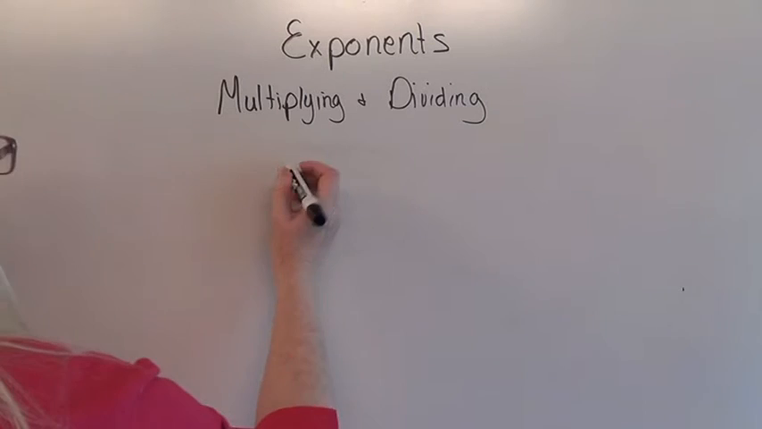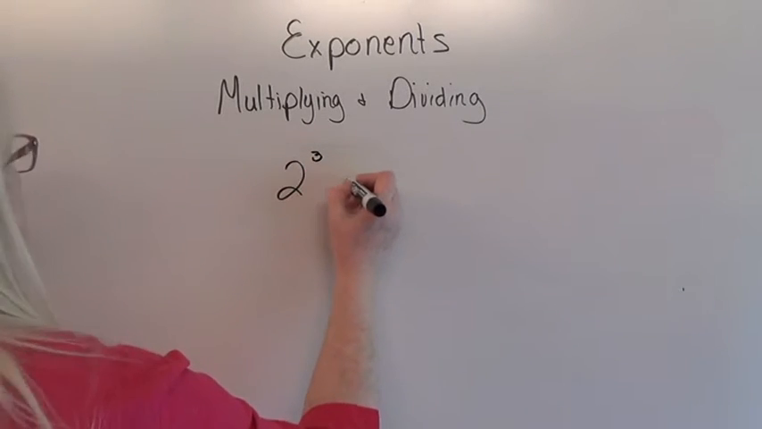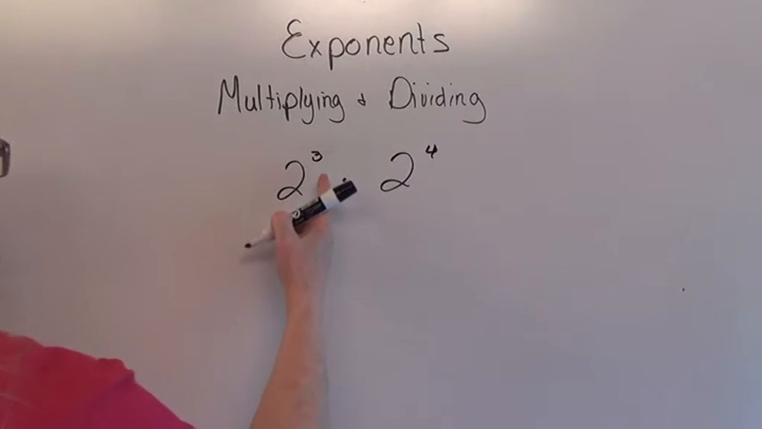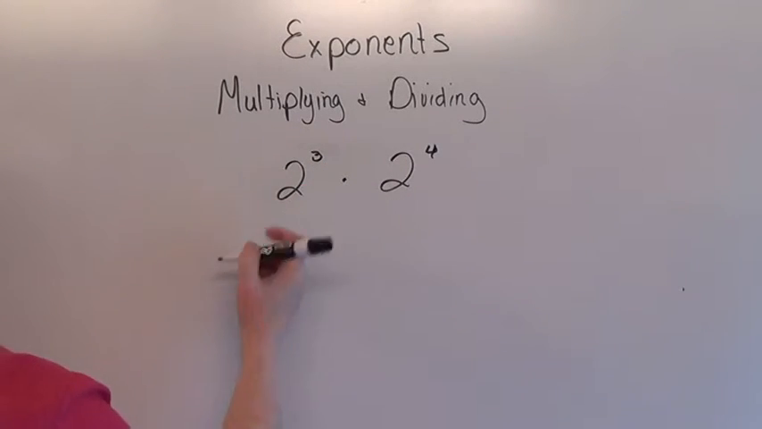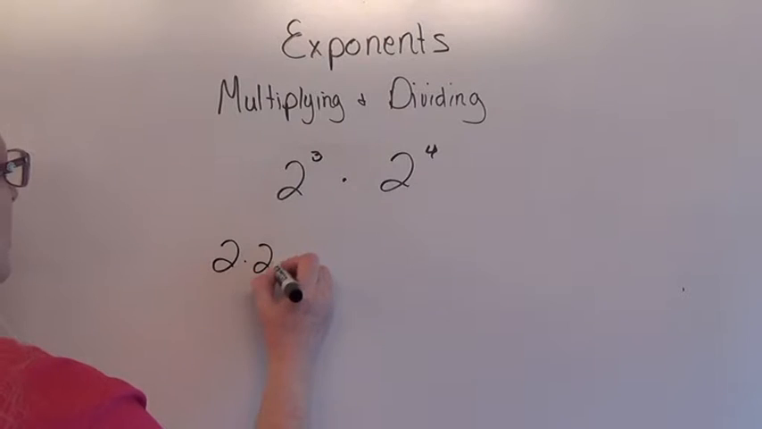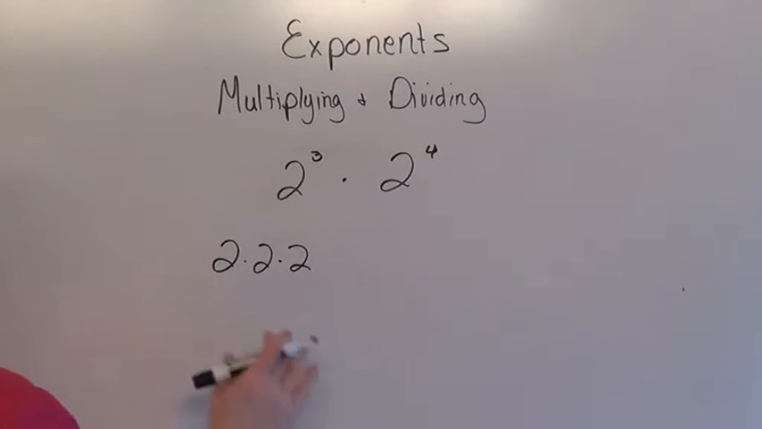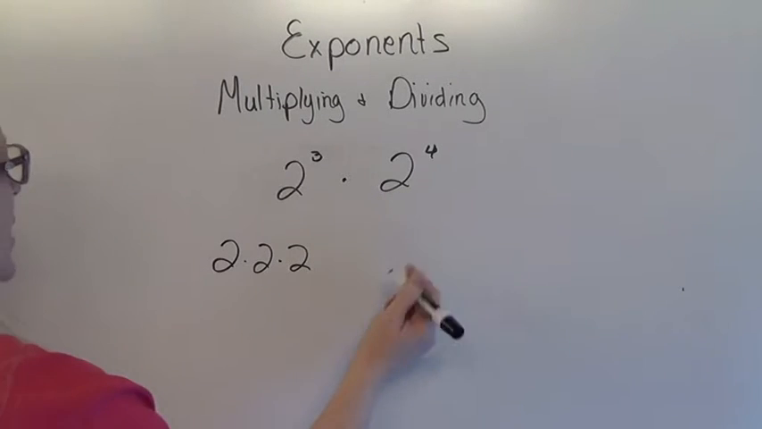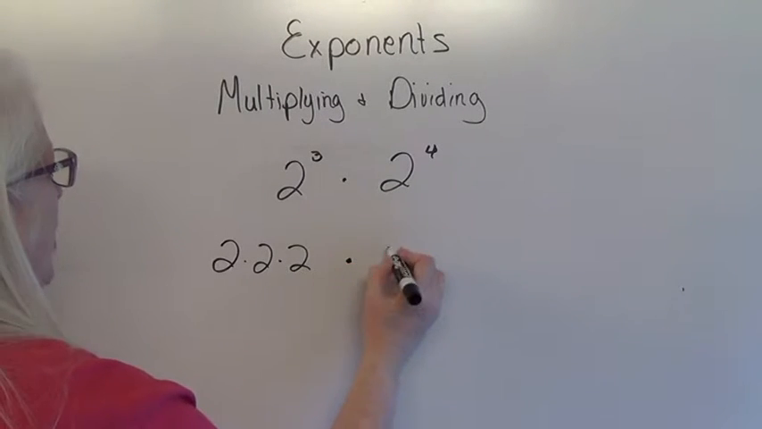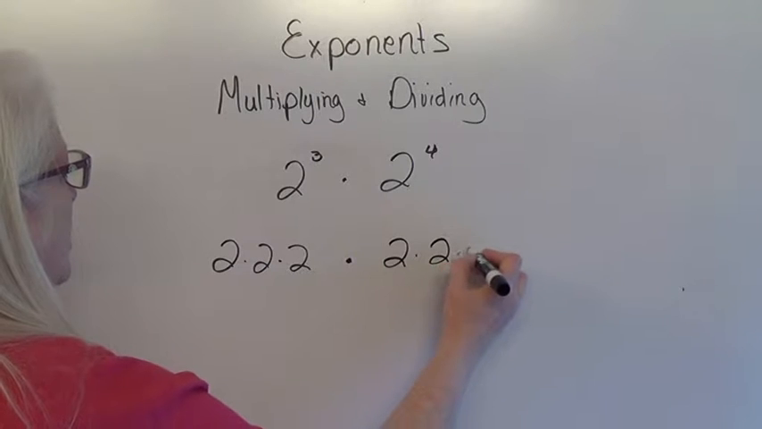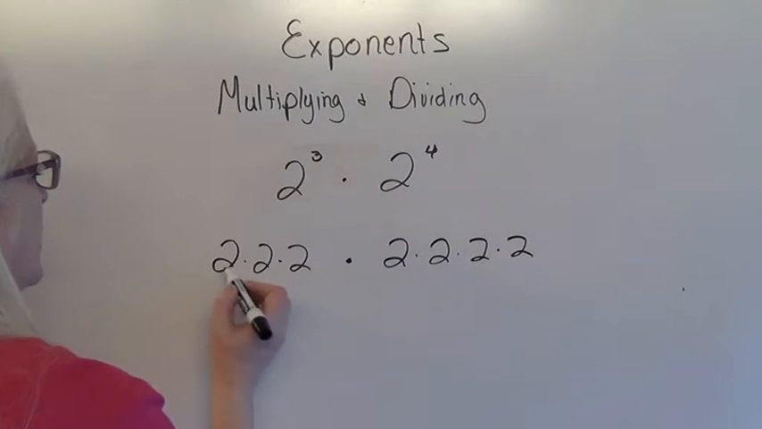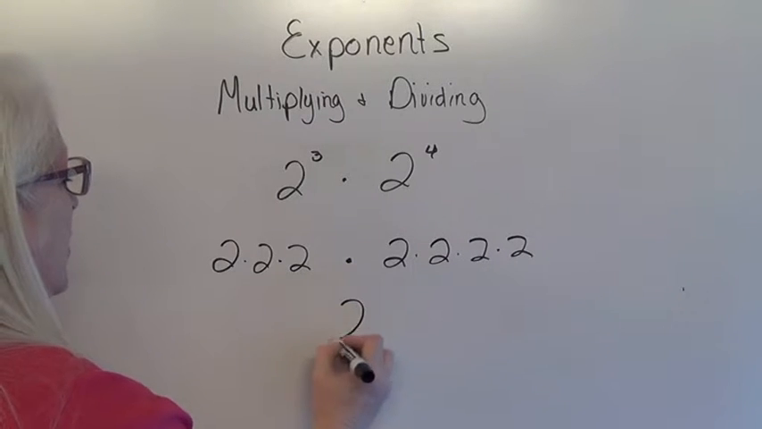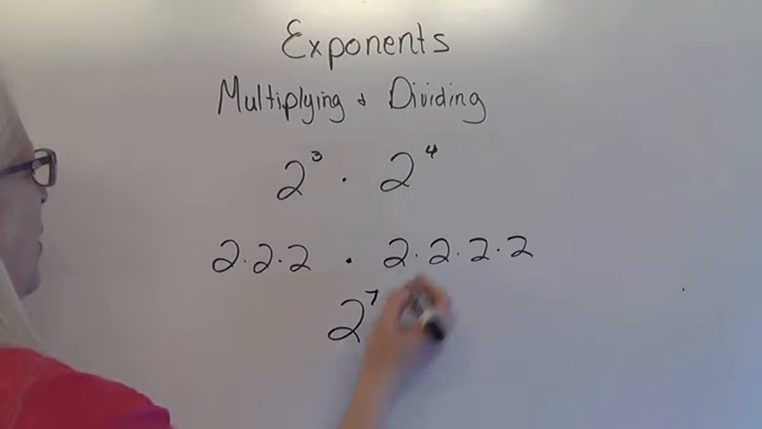Let's say that you had 2 cubed times 2 to the 4th power. Well, if we expanded this, it means we are going to write 3 2s, and it's repeated multiplication. So my 2 is my base, and again, here my 2 is my base, so I have the same base. I'm going to write 4 2s, 1, 2, 3, 4. So how many 2s do I have? 1, 2, 3, 4, 5, 6, 7. So I can write that as 2 to the 7th power.